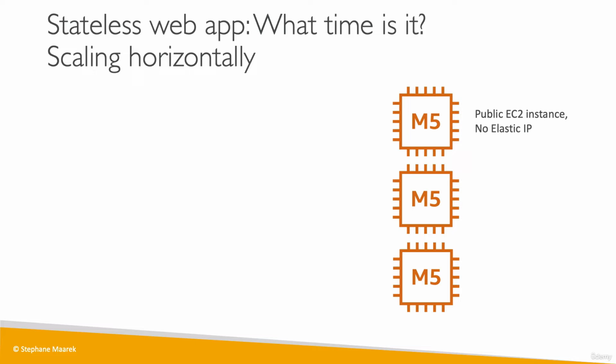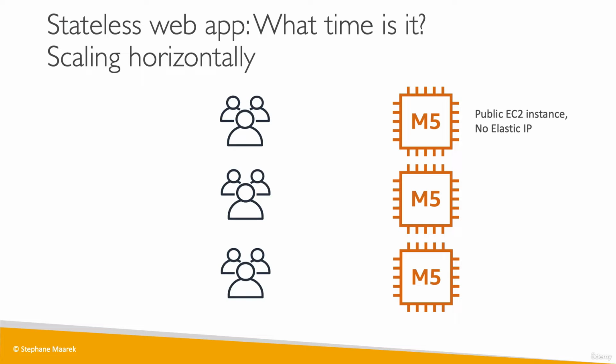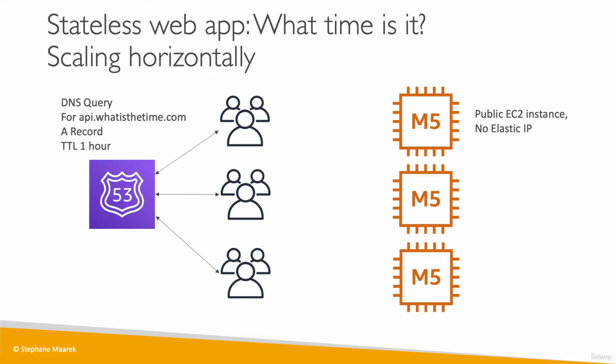So, okay, let's change the approach. Now we have 3 EC2 instances, M5, and let's remove the Elastic IP because it's something that we can't really manage. There are only 5 Elastic IPs per region by default, so it's not a lot. And so instead, our users are going to leverage Route 53. So we've set up Route 53, and the website URL is api.whatisthistime.com. And we've decided it's going to be an A record with a TTL of 1 hour. An A record means that from a DNS like this, it's going to give me a list of IPs. So remember, Route 53 A record is IP.